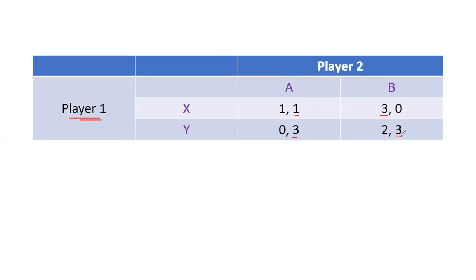The second stage is very simple now. Just look at this game and see if there is any point in which all the options are underlined. Yes, that point is this. So X for player 1 and A for player 2. XA, this point represents the Nash equilibrium of the game.